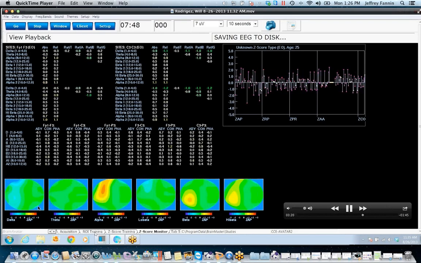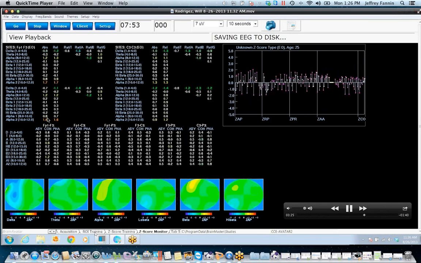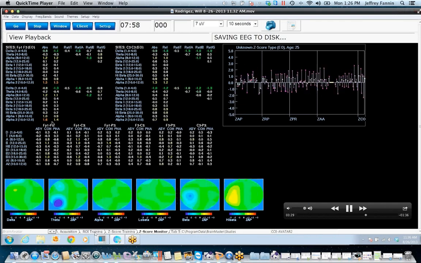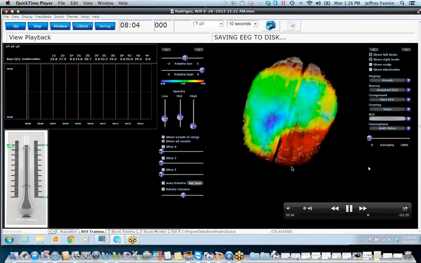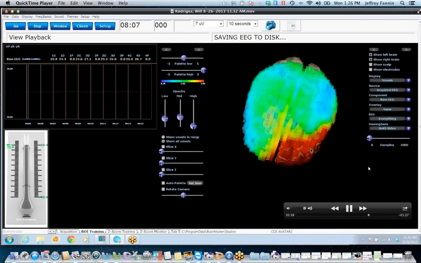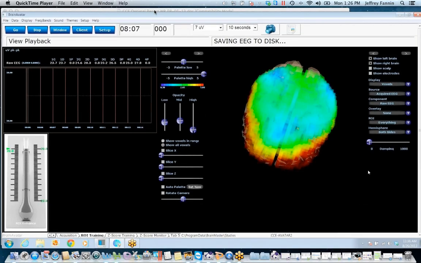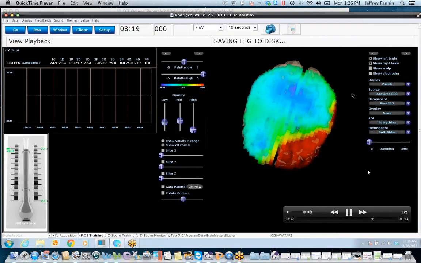Let me back up here a little bit. I want to show you something else. These colors that we see down here, see this alpha? This is where it's bringing that stuff into your conscious awareness right here. So that's all that frontal alpha from the subconscious, bringing that all into your awareness.